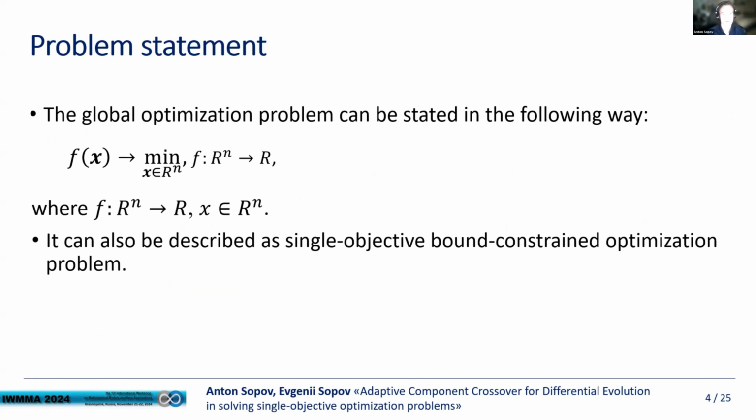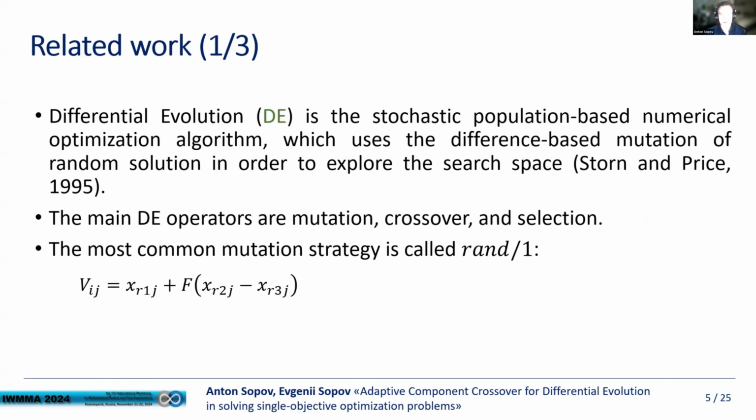The problem can be stated in the following way. We need to minimize an objective function, while the search space consists of real numbers. We had a detailed tutorial about differential evolution before, but to remind, it is a stochastic numerical optimization evolutionary algorithm, whose main idea lies in difference-based mutation of random solutions.